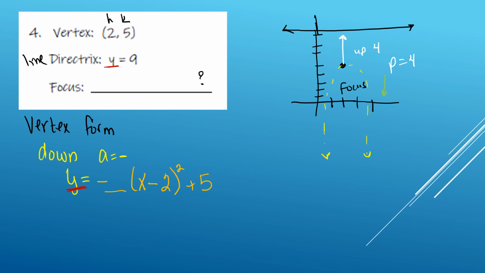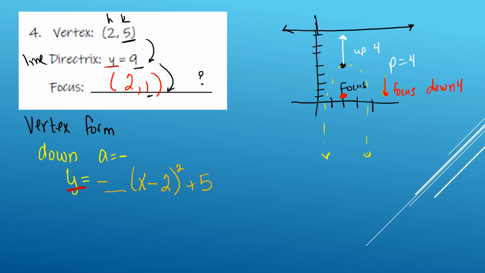The focus is going to be, oopsie, I should put that in a different color. The focus is going to be down 4 units, which means from the point 2, 5, I'm going to go down 4, 1, 2, 3, 4, and my focus is actually at the point 2, comma 1. Now remember guys, this is a y equals equation. All of the y values are changing. The x's are staying the same.